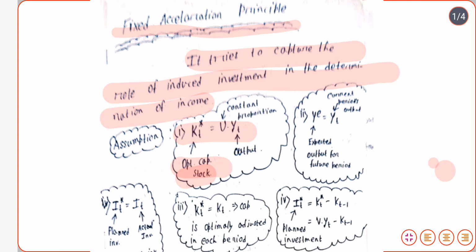Similarly, ye is equal to yt. Yt is the output of the current period, and ye is the expected output for the future period. So what the person expects the future period output to be, and the current period's output, are the same. Suppose the person is thinking of getting 30,000 rupees of output in the future period, and in the current period the person is getting 30,000 rupees. That is what is meant by ye equal to yt.